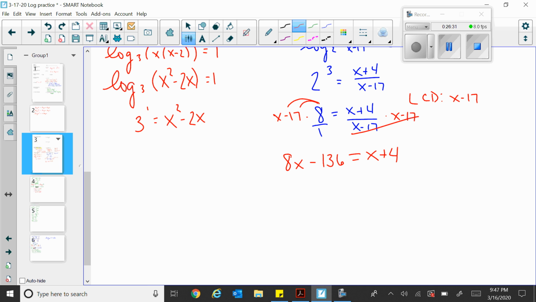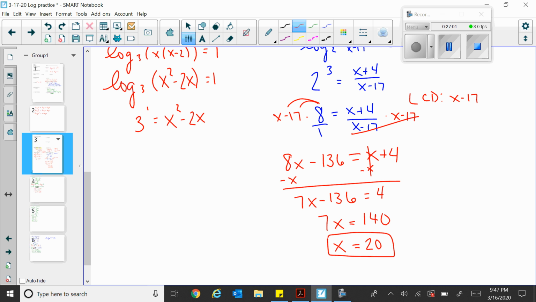And now you just have an algebra 1 kind of equation to solve. So first subtract x from both sides, and you get 7x minus 136 equals 4. And then I would add 136 to both sides. 7x equals 140. And then lastly, divide by 7, and you get x equals 20.